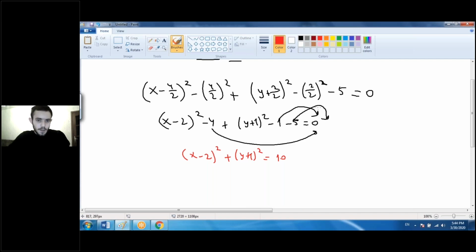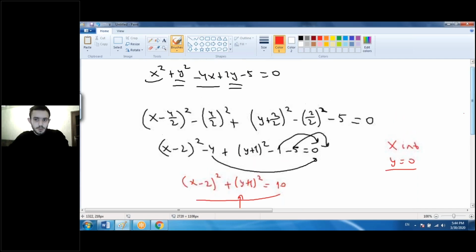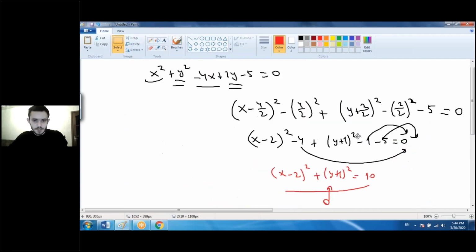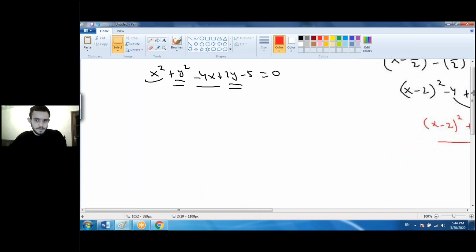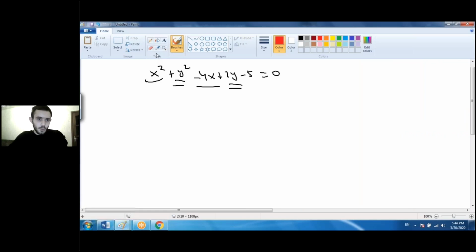Now, if we're looking for x-intercept, y must be equal to 0. Many students do it like this: find this, and then substitute 0 instead of y. But you can do better. You can just substitute it from the very beginning. I showed it because many students do it that way, wasting their time.